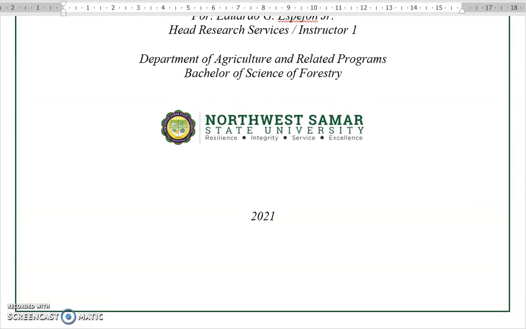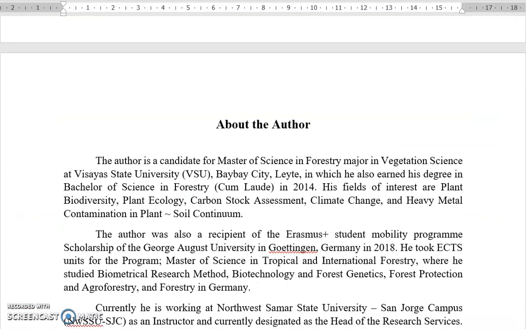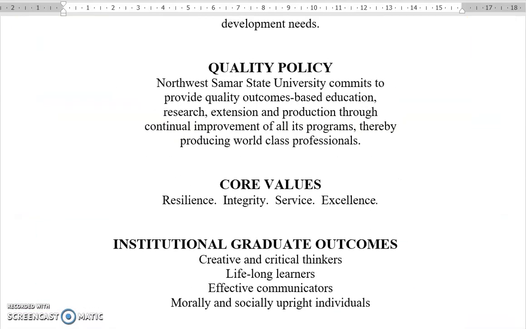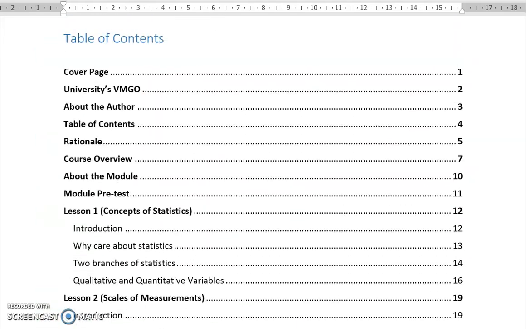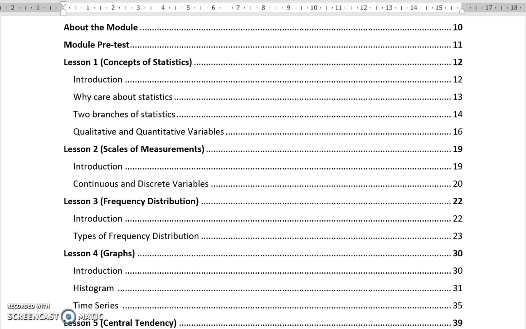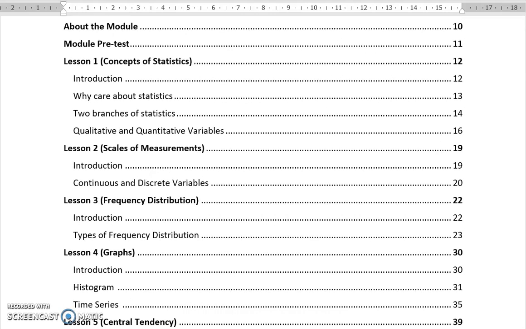I already gave you this module, and hopefully you have already read it. So, introduction. For this module 1, we have 5 lessons. Lesson 1 is the concept of statistics. We will be discussing the introduction of statistics, why it's important to study statistics, the major branches of statistics, and qualitative and quantitative variables.